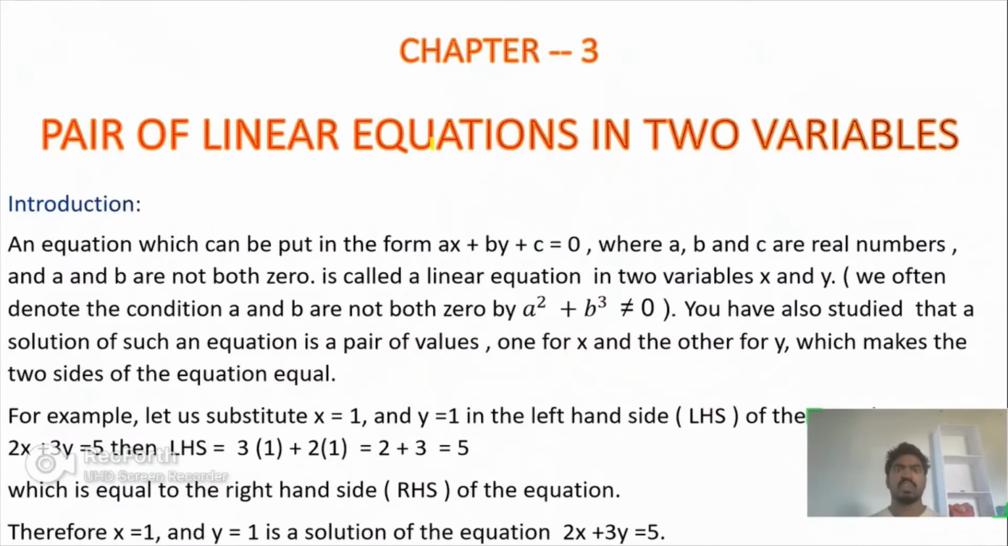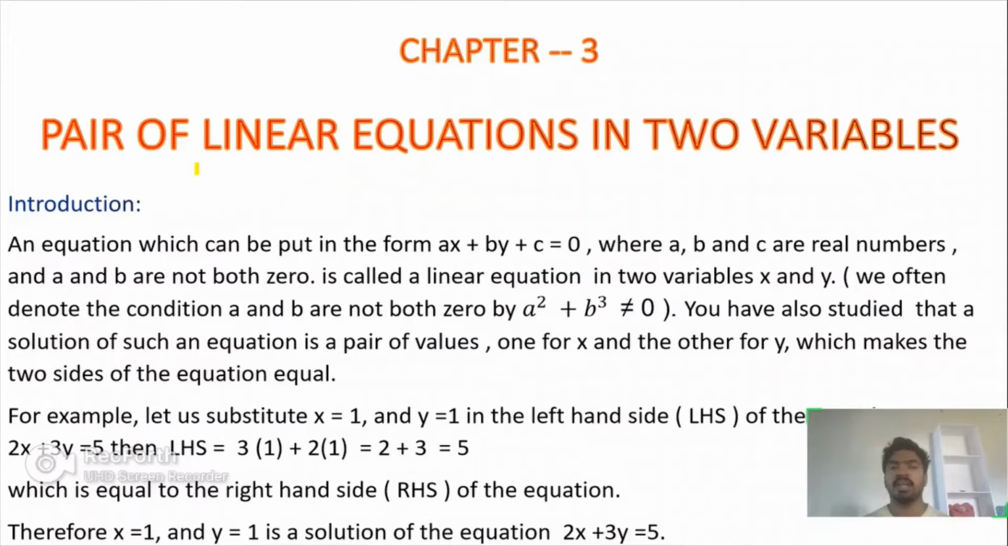Thank you very much. Chapter 3, Pair of linear equations in two variables. From chapter 2, polynomials, we have learned that the highest power of the variable present in an equation is called the degree of an equation. Based on the degree, polynomials are classified into mainly three types. If degree is equal to 1, we call it a linear polynomial. If degree is equal to 2, we call it a quadratic polynomial. If degree is equal to 3, we call it a cubic polynomial.